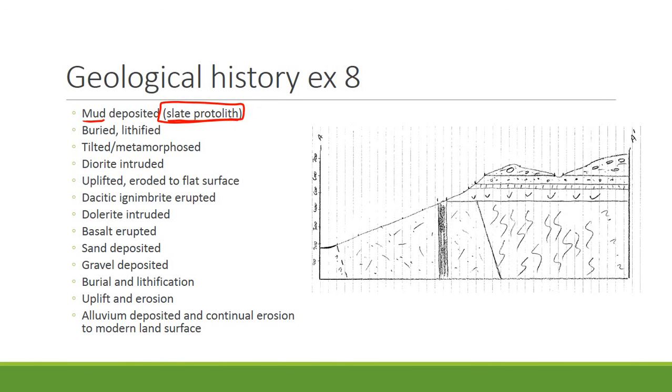You'll learn a little bit about that in Luke's metamorphic lectures. If you had simply written slate protolith, that's fine. Protolith means the stuff that was there before the metamorphism happened. Remember, slate is a metamorphic rock. Something had to exist to be metamorphosed to form that slate. And in slate's case, it's actually mudstone that gets metamorphosed.